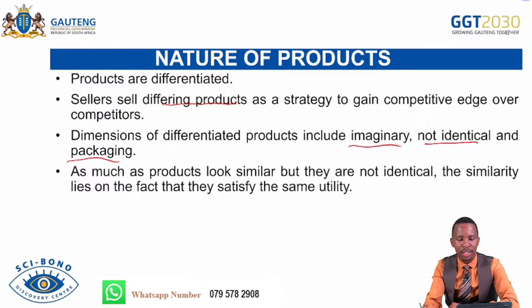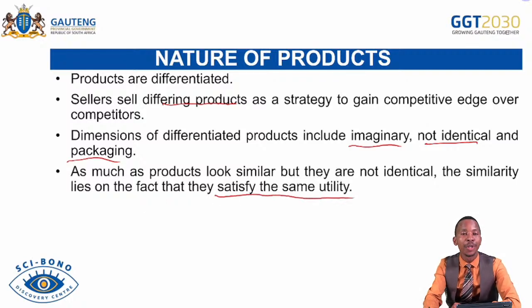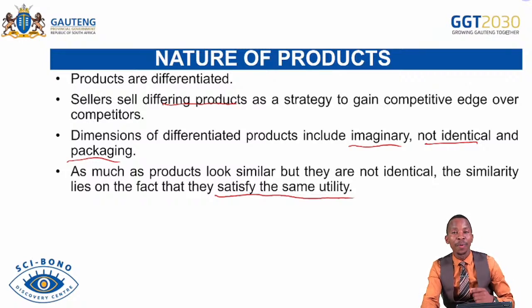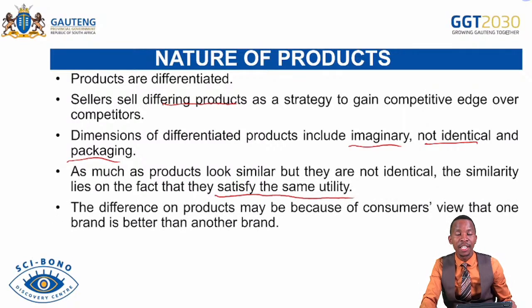As much as products look similar but are not identical, the similarity lies in the fact that they satisfy the same utility. So they look similar, or they are similar, because they can replace each other. If the consumer is having one product, the consumer cannot be utilizing another product at the same time because they can be used in place of one another. So they are alternatives actually. These goods look similar, however they are really not similar. They are differentiated. The thing is, they satisfy the same utility.